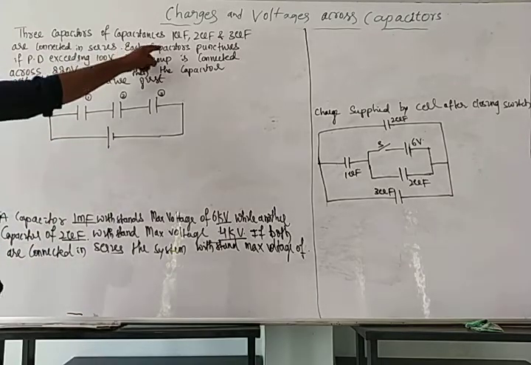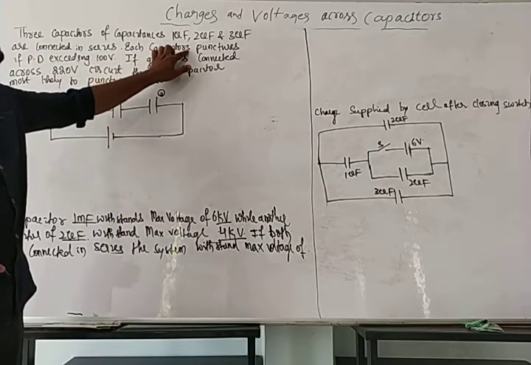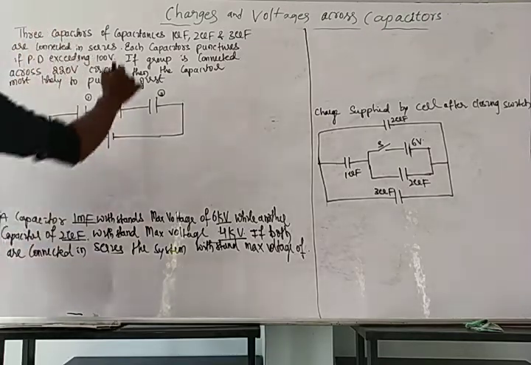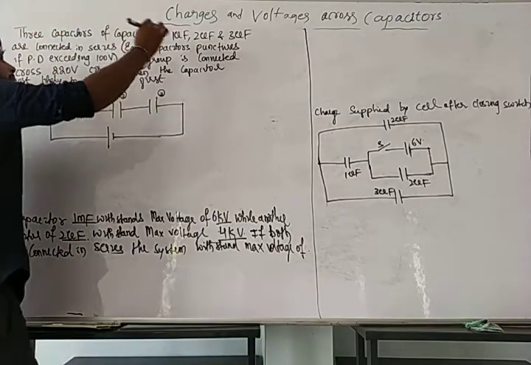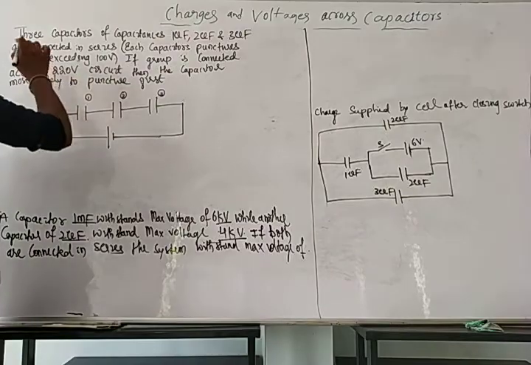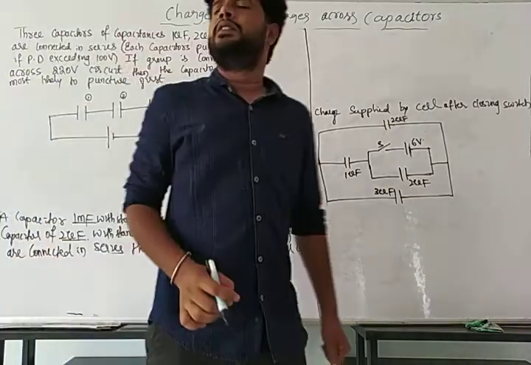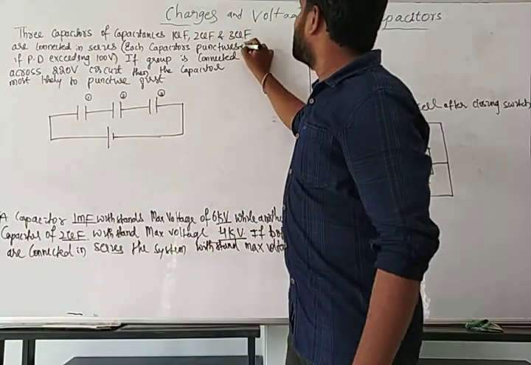Now, each capacitor punctures if the potential difference (PD refers to potential difference) exceeds 100 volt. Note this point, it is very important. Each capacitor punctures if PD exceeds 100 volt. What is the meaning of this? So you can ask me where it will get punctured.